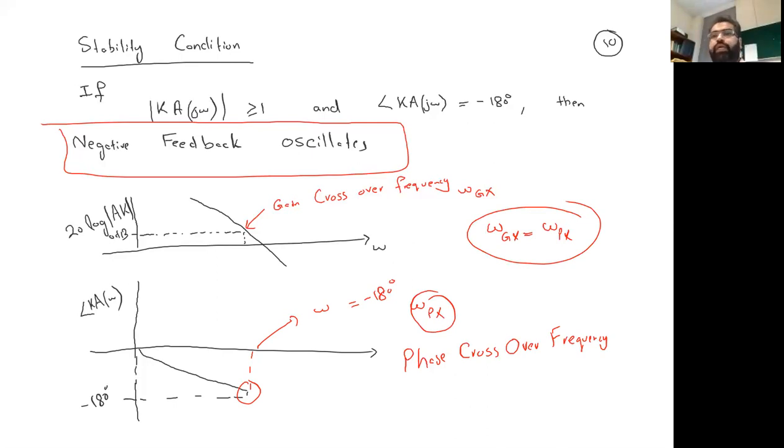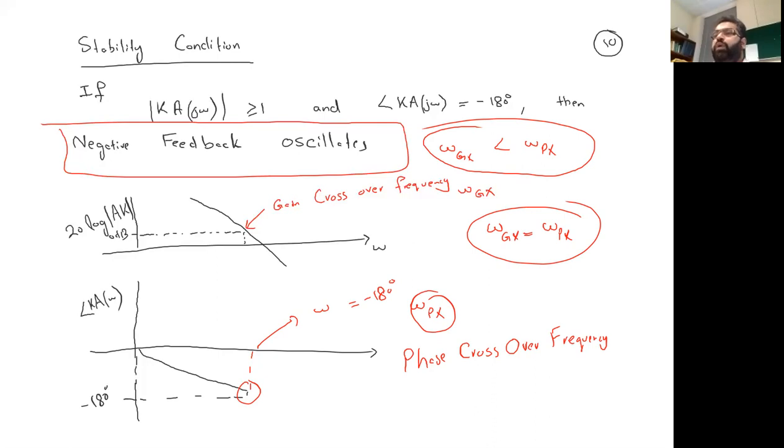The system will oscillate. So we want them to not occur at the same time. Where do we want them to occur? For stability, the phase crossover frequency should be greater than the gain crossover frequency. I'll show with an example, but let's first think about why. Phase crossover frequency should be greater than gain crossover frequency.